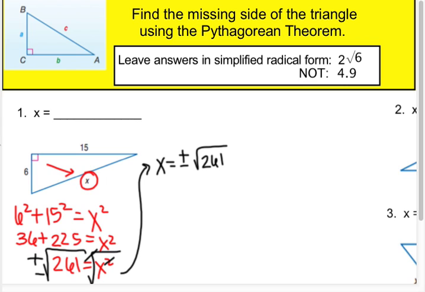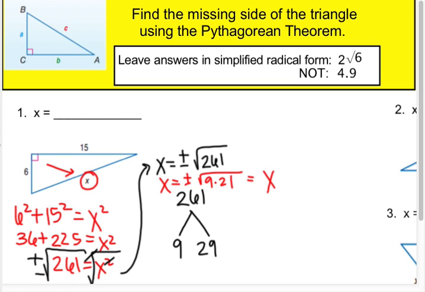Well, I need to write it in reduced or simplified radical form. So I say, well, what's my perfect square in 261? Well, 9 times 29 gives me 261. So I can really rewrite this as the square root of 9 times 29. The square root of 9 is 3. And then the square root of 29 is not a perfect square, so I would just leave it as that. And then the biggest thing to remember is, this is the side of a triangle, so can you have a negative side length? No, you cannot. And so my only answer is that x is equal to 3 square root of 29.